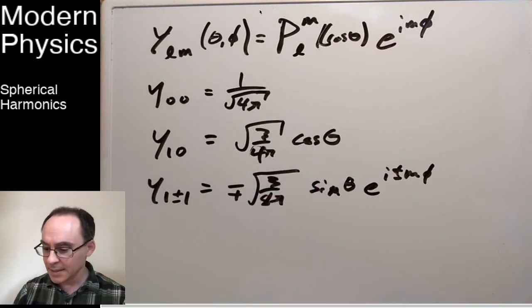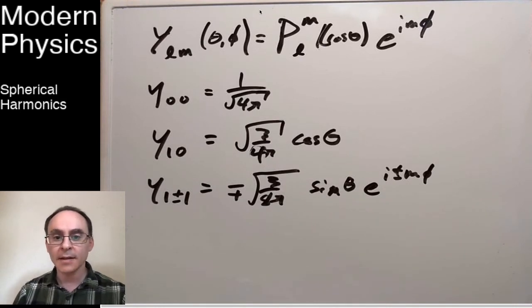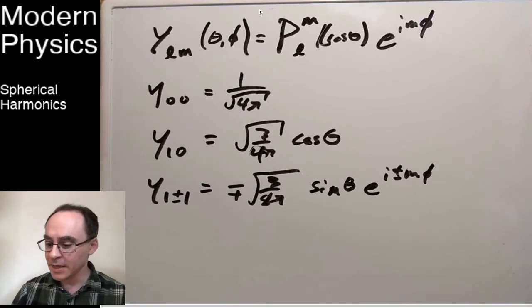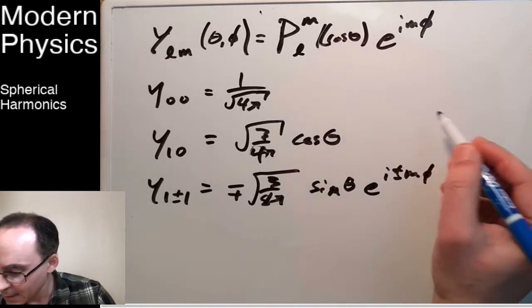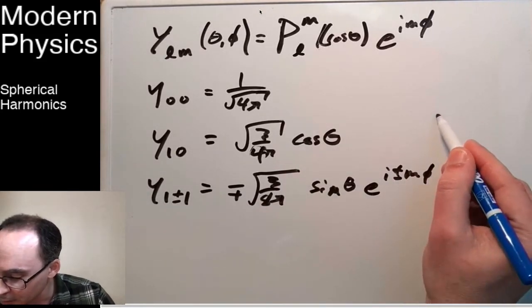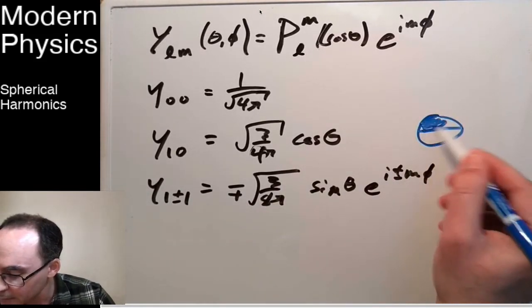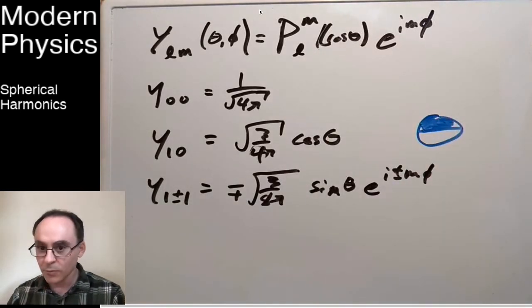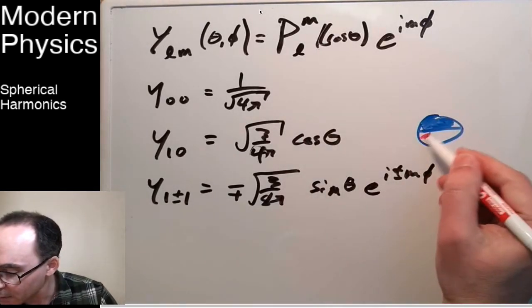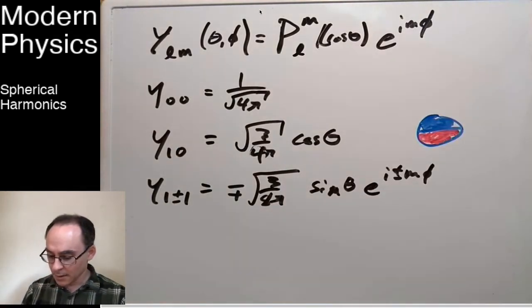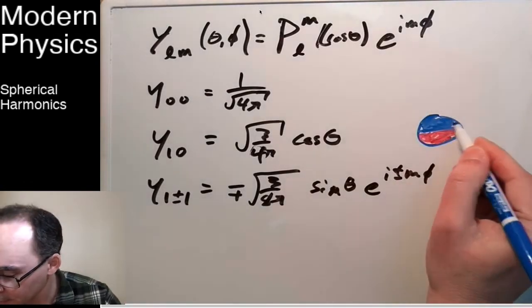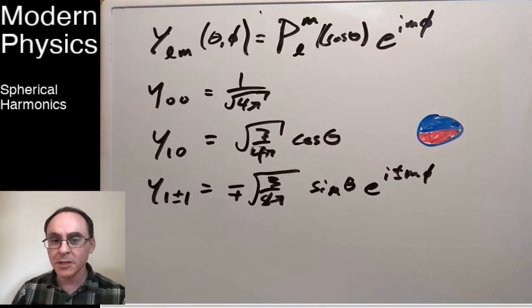So what that means is, remember, theta is 0 at the North Pole and 90 degrees at the equator and 180 degrees at the South Pole. So that means the northern hemisphere here is positive and the southern hemisphere is negative. So I'm going to try to draw that, with positive numbers red, negative numbers blue. This looks like a Pokemon ball or something. But it goes smoothly from one to the other.